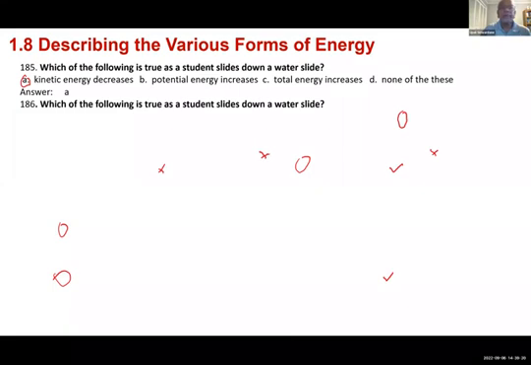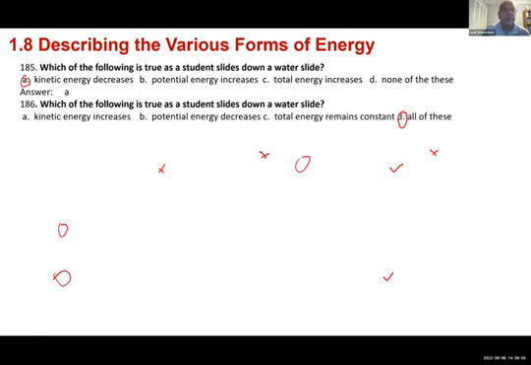Which of the following is true? Slide down a water slide. When you slide down a water slide, your kinetic energy increases. That's the wrong answer here. Kinetic energy doesn't decrease when you slide down. I will correct that. It should be increases.